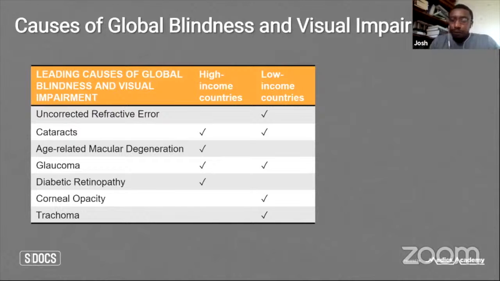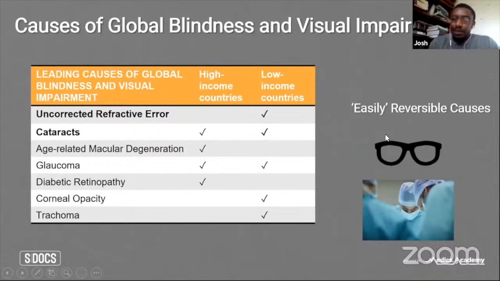The context is a bit different for why cataracts is so high in high-income countries as compared to low-income countries. The same with glaucoma, but they are truly global barriers in global blindness and visual impairment. So now, if we just focus on the right-hand column, low-income countries have these causes of massive blindness and visual impairment. And we shall think about them in terms of reversible disease and preventable disease.